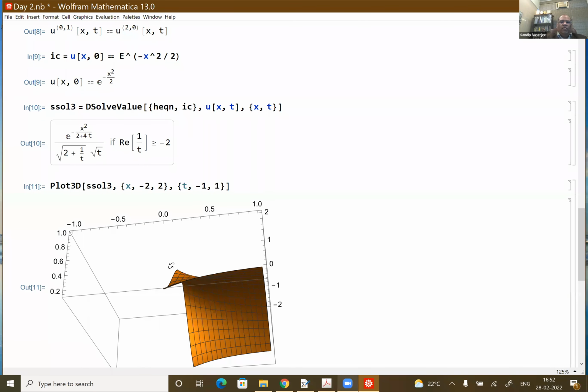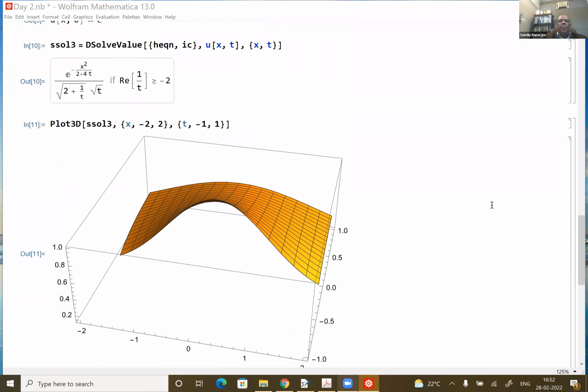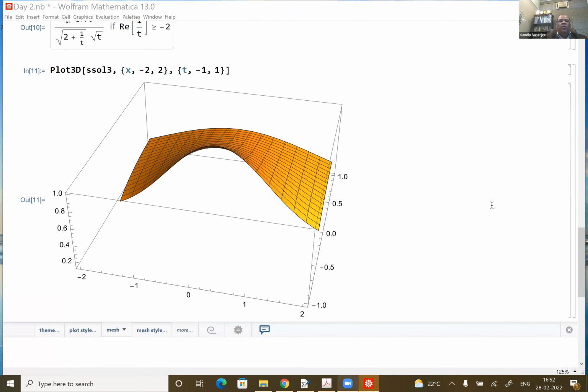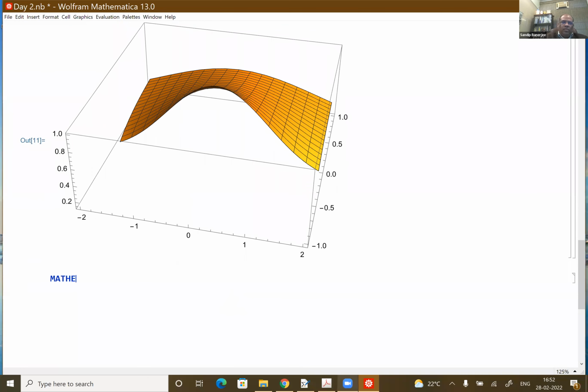Okay, the codes I can share, you will be able to get this file. There's a book, Mathematica by Example. That's a good book. You will be able to Google it, and you will get a free sample of this book.